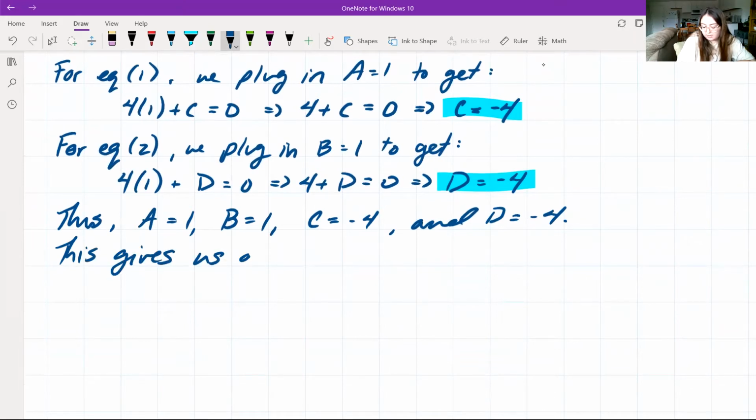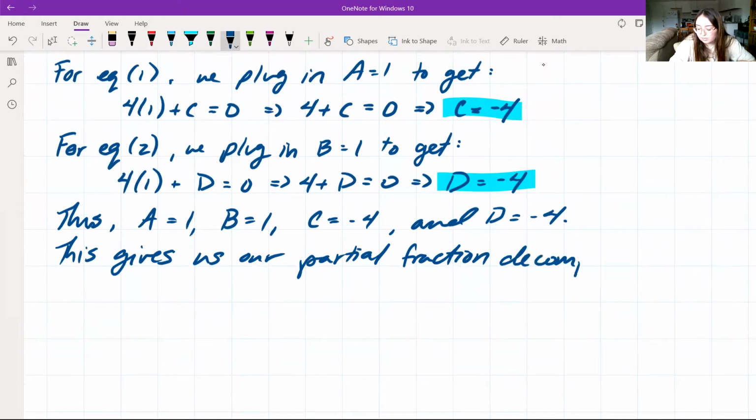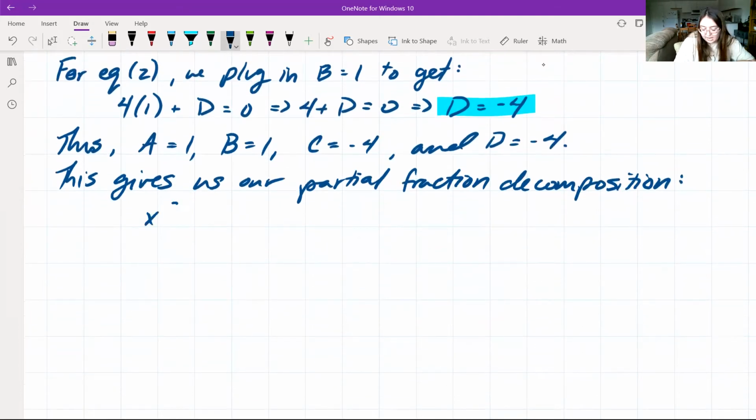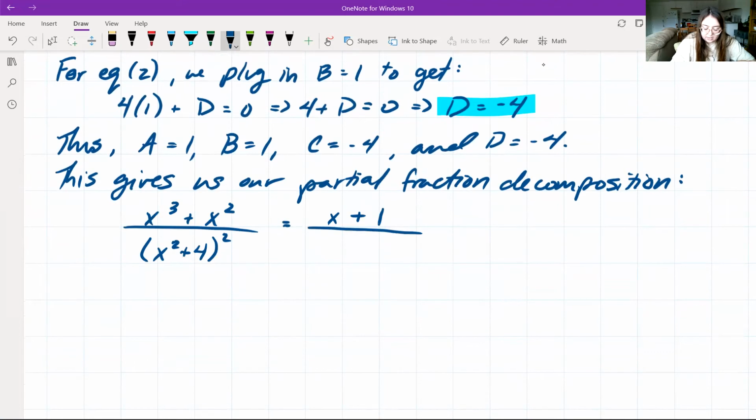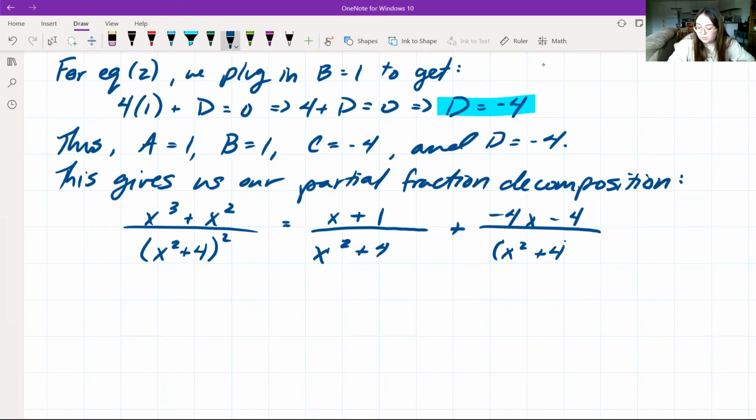This gives us our partial fraction decomposition where we originally had x to the power of 3 plus x squared divided by x squared plus 4 squared is just going to be equal to x plus 1 divided by x squared plus 4 plus -4x minus 4 divided by x squared plus 4 squared.